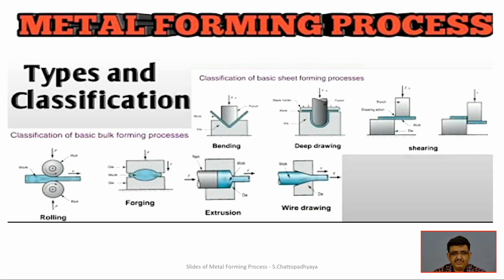So we can see with all those colored representations, one is bending, then deep drawing, then shearing, then rolling, then forging, then extrusion and wire drawing, and all those materials are printed in blue color so that it is easy to identify the workpiece. It's a very good representation of the basic sheet forming processes, and very popular for the sheets and also some kind of metal forming.